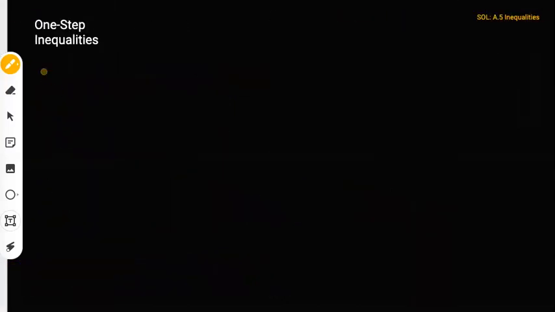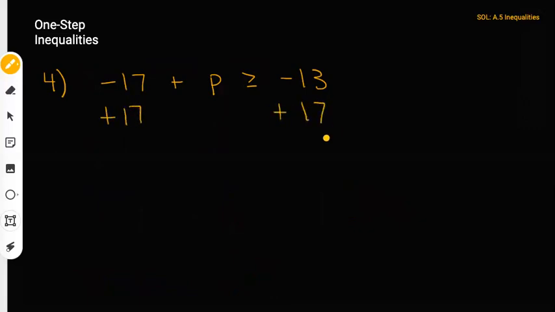Let's do number 4. I've got negative 17 plus p is greater than or equal to negative 13. So I want to get this variable p by itself, which means I need to get rid of the negative 17. Well, I can add 17 to both sides to get rid of that. So once I do that, the negative 17 and the plus 17 are going to cancel each other, and I'm only left with the variable p.